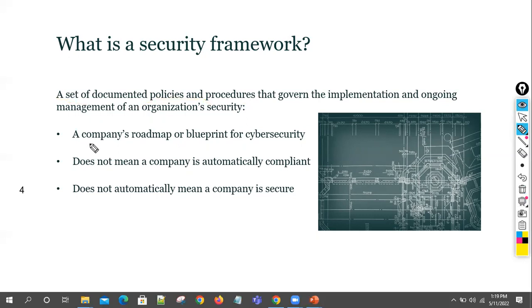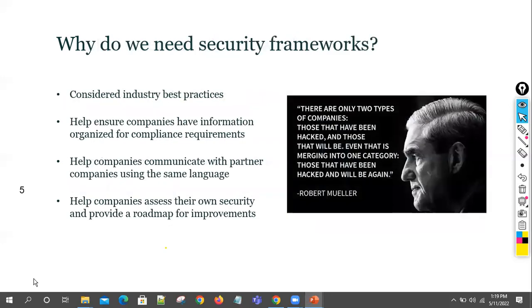What would be the roadmap? What would be the blueprint? These are covered under this framework. A company is not automatically compliant just by having this framework. You need to implement the framework, and your organization needs to be audited. First we implement the standards, then your organization should be audited by a third party, and only then will you be compliant with the requirement.